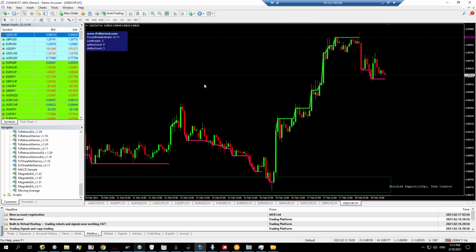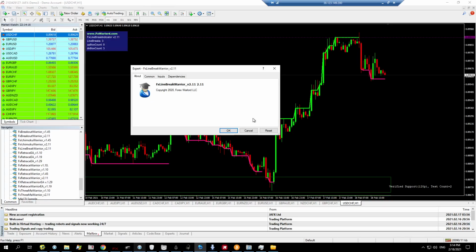So now what we're going to do is we're going to go and we're going to find our line break EA. So that would be this one. Let me make sure I only have one. Okay. So you'll double click, or you can right click and click attach to chart.